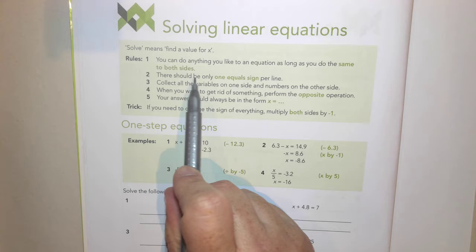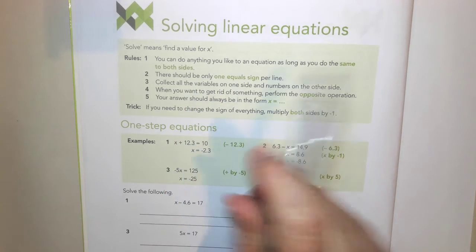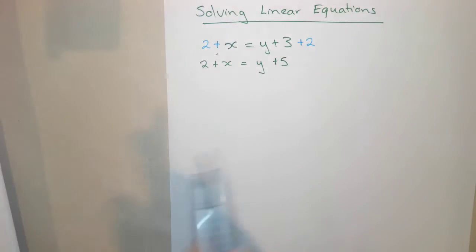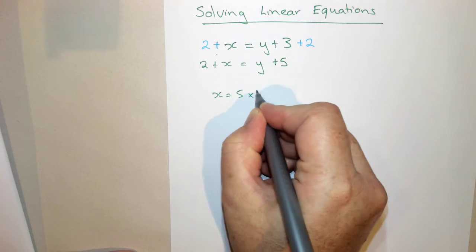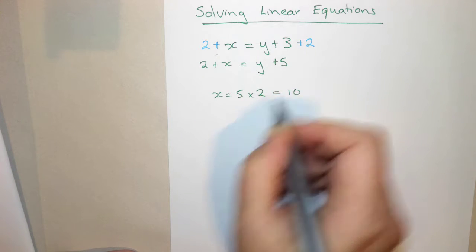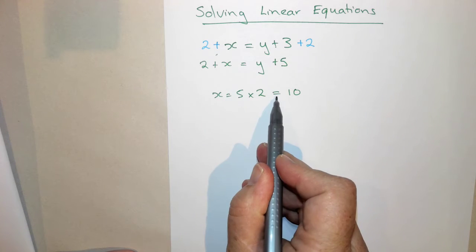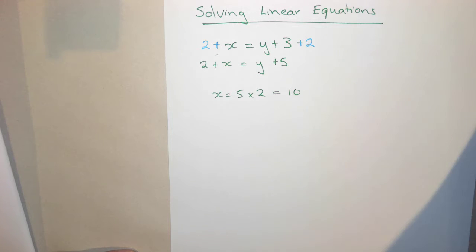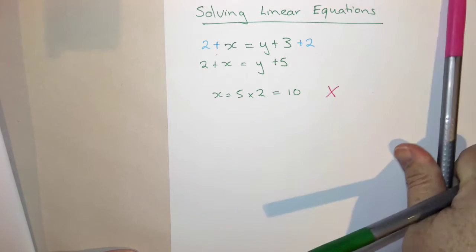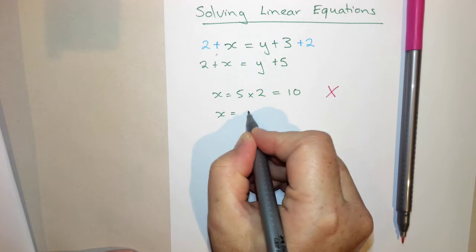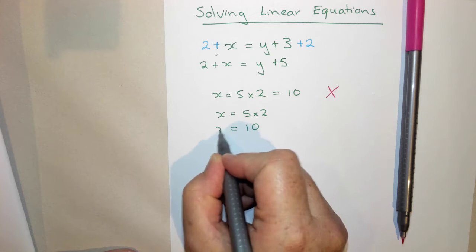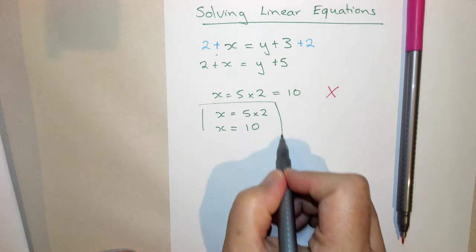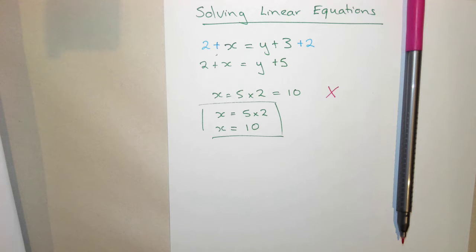Rule number 2, there should be only one equal sign per line. So if I see an equation like this, x equals 5 times 2 equals 10, I've got two equal signs on the same line. We don't want to have our working like that. What we would rather see is x equals 5 times 2, and underneath that, x is equal to 10. This is a much preferred way to do it because too many equal signs gets you into trouble.